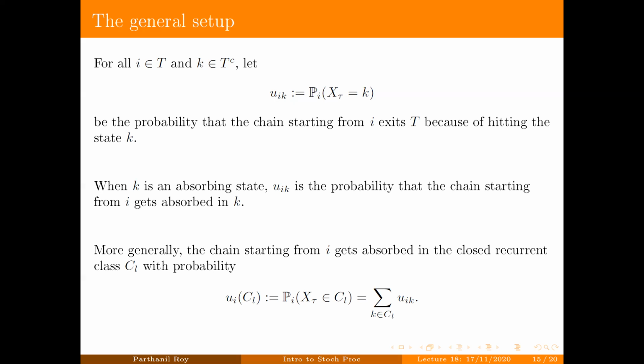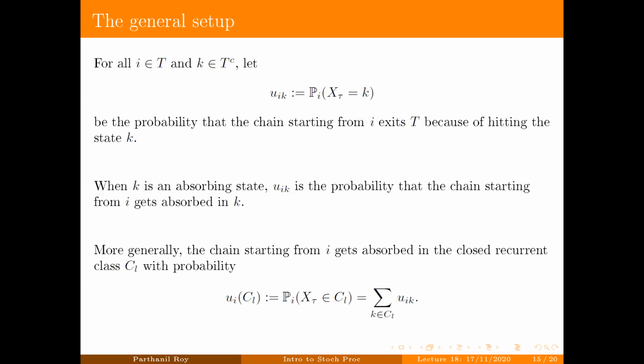So once you reach one of the recurrent classes, the Markov chain is trapped in that recurrent class. So the Markov chain gets absorbed in that class. What is the chance that the Markov chain gets absorbed in this closed recurrent class C_L? This will happen with probability, we'll denote it by u_iC_L, which is essentially the probability that X_tau is in C_L, starting from i. So this can be computed from all these u_iKs by taking a sum over K belonging to C_L.